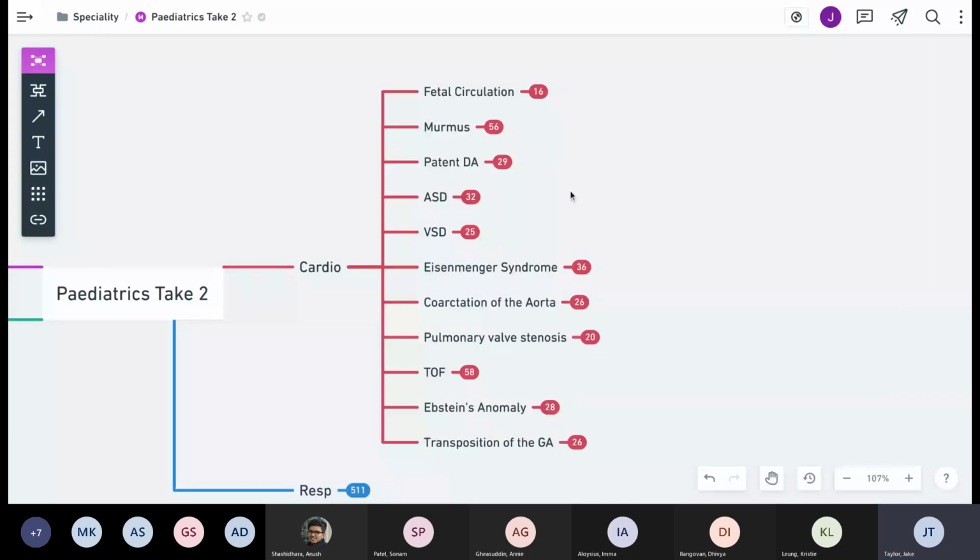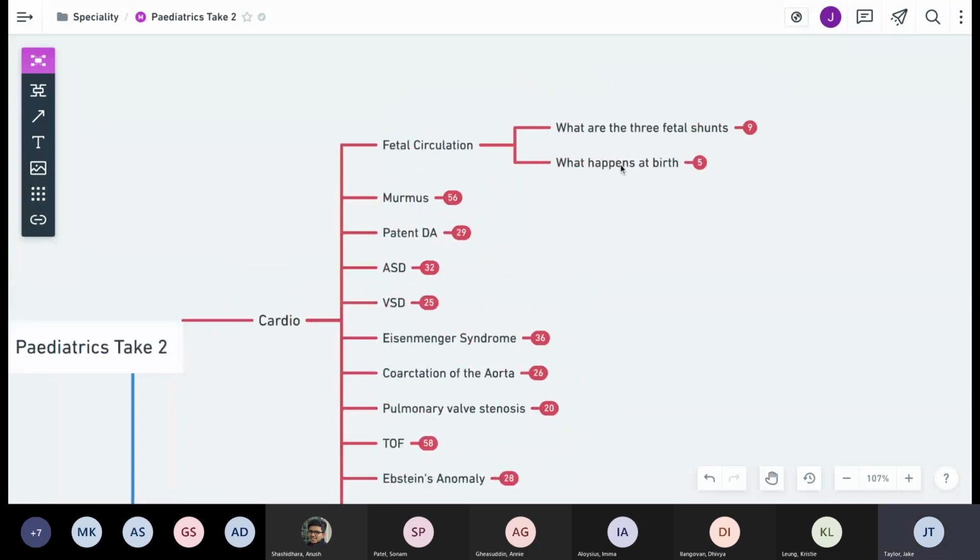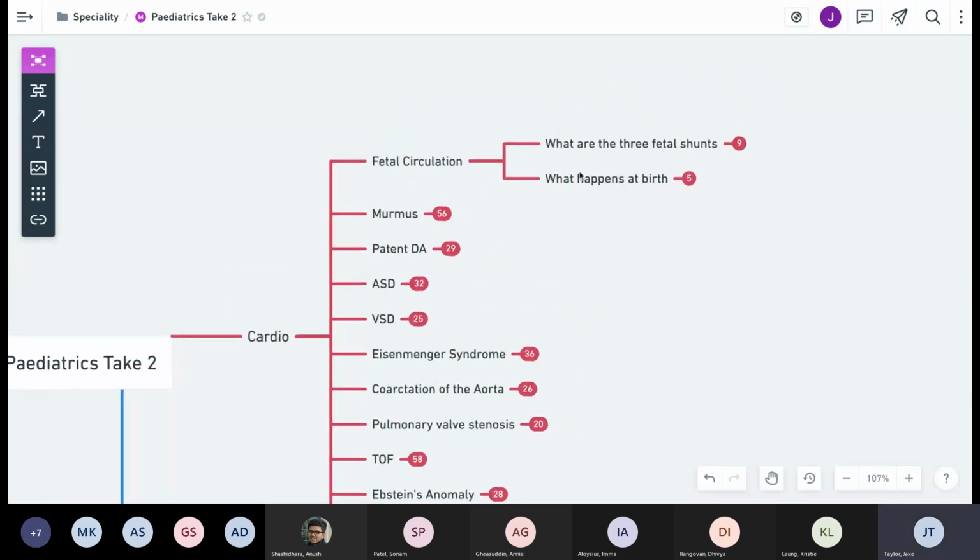Please let me know, or just someone shout if it stops working, but hopefully it does. Okay, so does anyone want to tell me what the 3 fetal shunts are that a fetus has when they're in development? What 3 fetal shunts are they? Feel free to just post it on this.